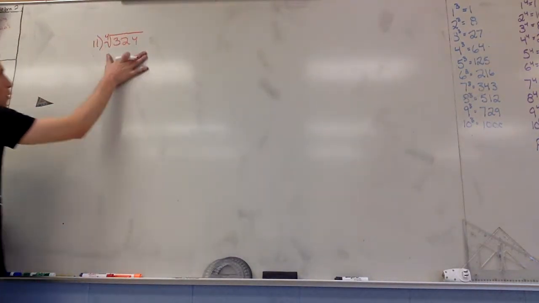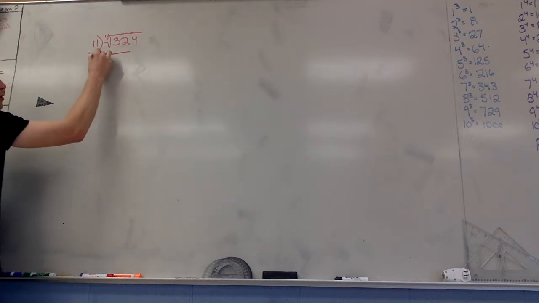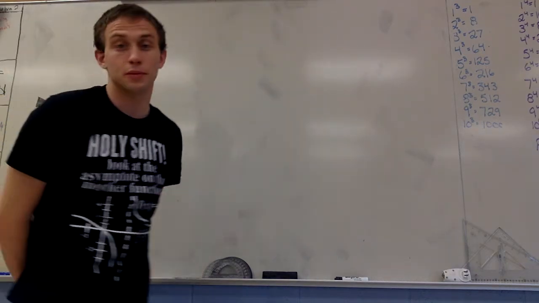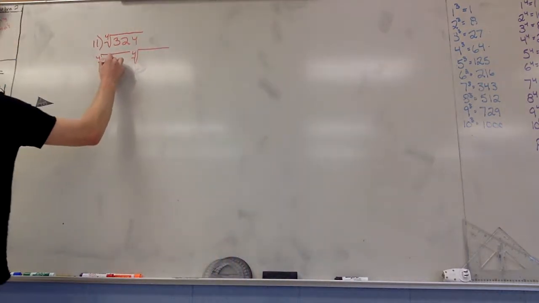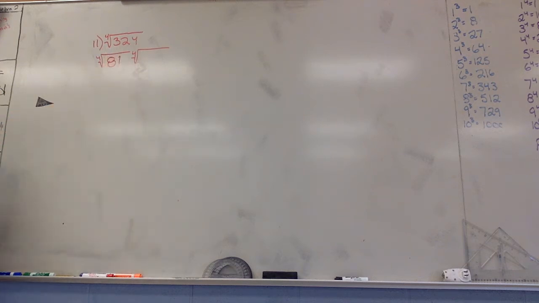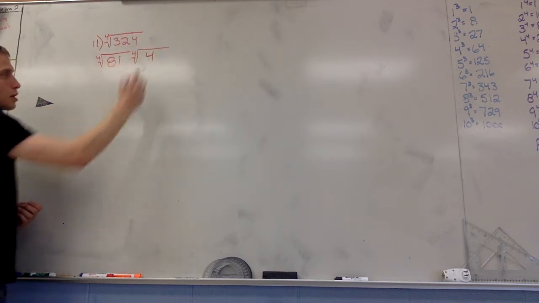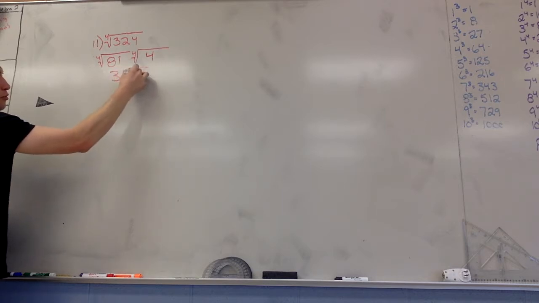Now, a perfect fourth that goes into 324. Does anyone know what it is? Nope. 16 doesn't go into 324. I would have thought 16 from the start too, but 16 doesn't go into it. It's got to be 81. So 81 times what gives me 324? 4. So what's the 4th root of 81? 3. So this is 3 4th roots of 4.